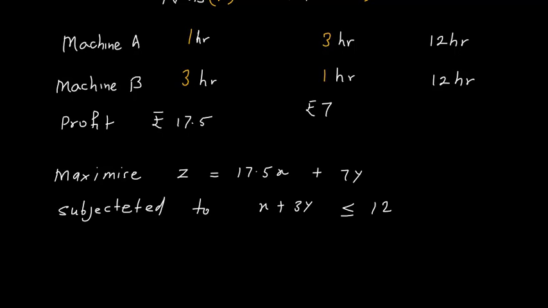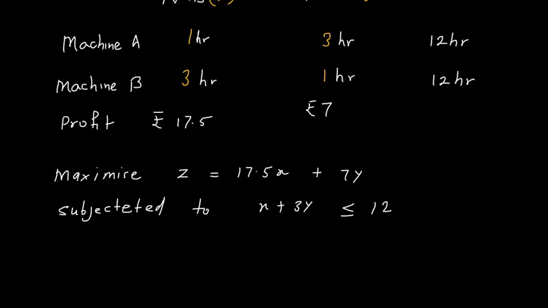I use machine A. I will produce x units of nuts. 1 unit of nut requires 1 hour on machine A, so x units will require x hours, and 1 unit of bolt requires 3 hours on machine A, so y units will require 3y. So the total x plus 3y should be less than or equal to 12.